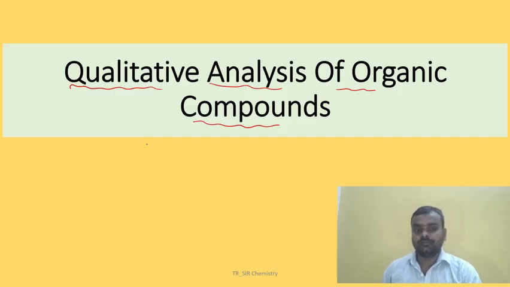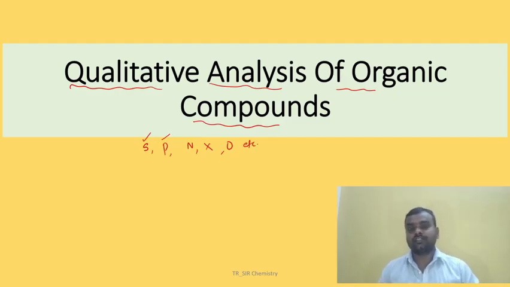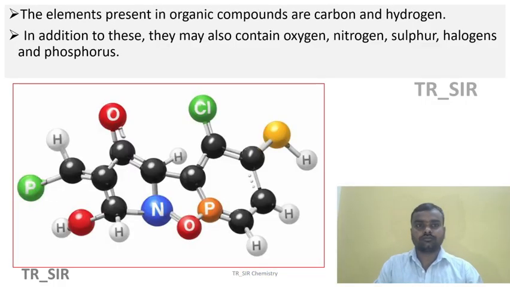For example, it can have sulfur, phosphorus, nitrogen, halogen, oxygen, right? Some other elements are also available. So we have to find out which elements are actually present in the organic compound. Further, we need to use different types of detection methods. Now, we'll see one by one.